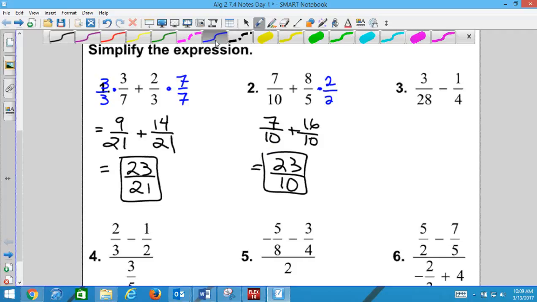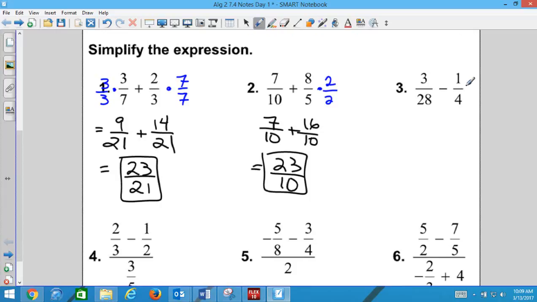The next one, common denominator. We've got 28 and 4. What's the lowest common denominator? 28. Since it's 28, I'm going to take the 1/4 and multiply by 7 over 7.